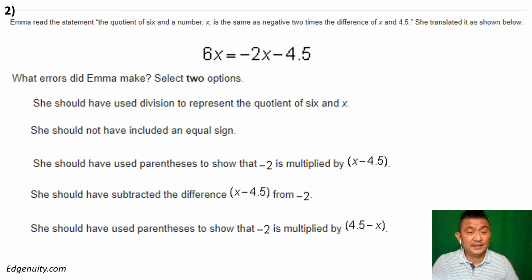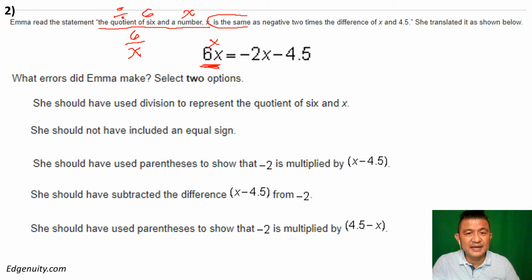All right, let's analyze first and let's see which is wrong. Emma read the statement, the quotient of 6 and a number x. Quotient means what? Divide. All right, 6 and x. So how do you write that? The quotient of 6 and x. Does it show 6 over x? So you know she's wrong there.